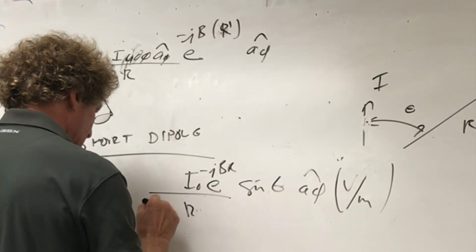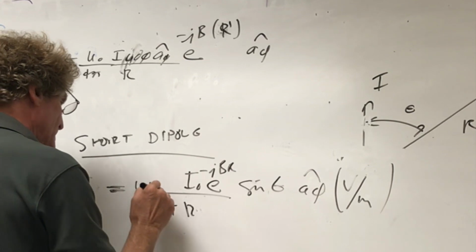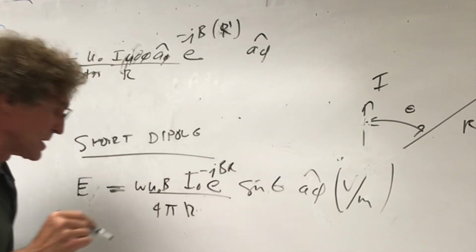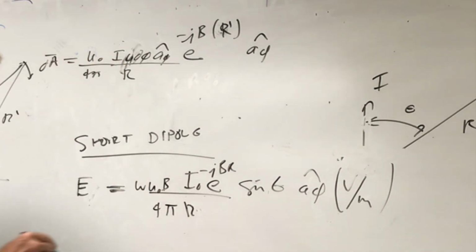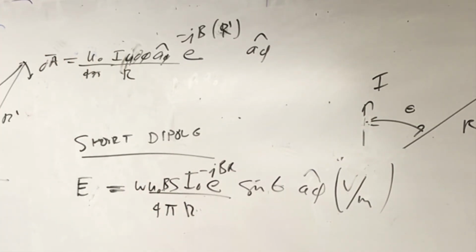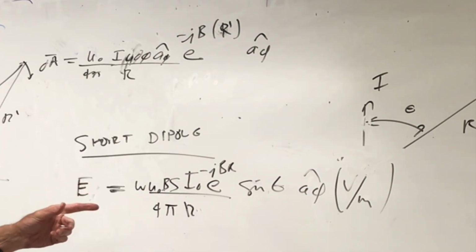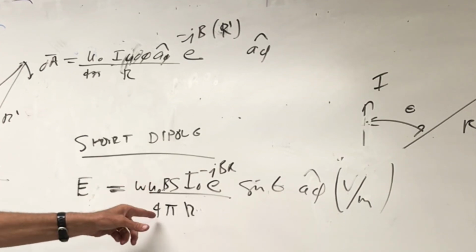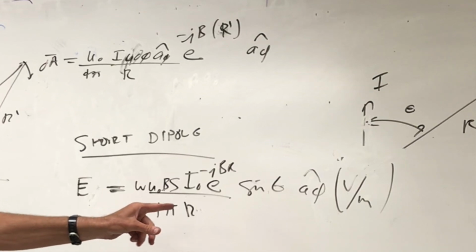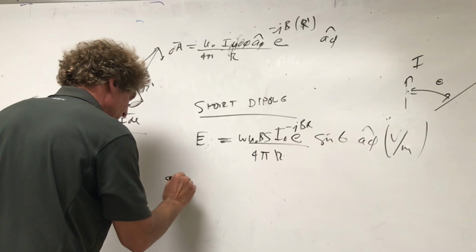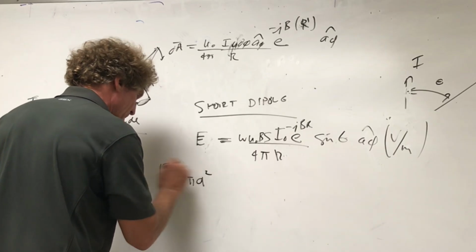He has 4 pi, he has omega mu naught, and then he has beta in here, and he has s squared, or s, doesn't he? Yes, just s, correct? That formula I don't like, but that's okay. Beta is 2 pi over lambda. If you replace beta with 2 pi over lambda, you get 2 pi over 4 pi. So you get lambda over 2 there. It's a little easier. I would give you this formula, by the way. Now, S is the surface area, so S is really pi a squared.